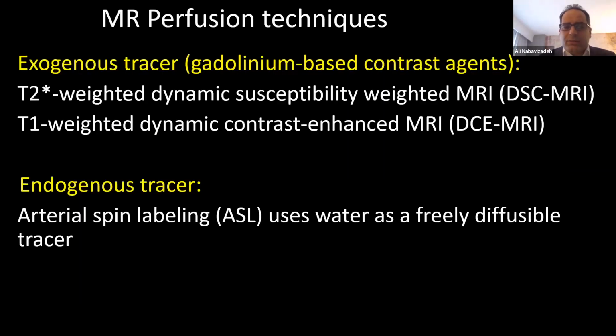And so using MR, there are a couple of ways to image perfusion. We can use contrast agents and use either T2-based dynamic susceptibility-weighted MR, or DSC MR, or T1-weighted dynamic contrast enhanced MR, or DCE MR. Or we can use endogenous tracers, which is water, a freely diffusible tracer. So we can do perfusion without using contrast agents. In this talk, I'm going to focus on the perfusion techniques, DSC and DCE.